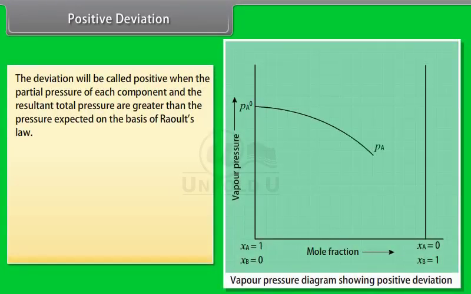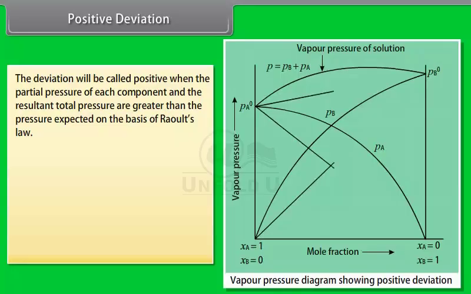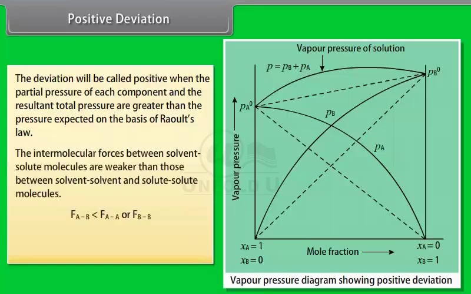A non-ideal solution can show either positive or negative deviation from Raoult's law. Positive deviation. The deviation will be called positive when the partial pressure of each component and the resultant total pressure are greater than the pressure expected on the basis of Raoult's law. For example, the solution of water-ethanol and benzene-acetone shows positive deviation. The intermolecular forces between solvent-solute molecules are weaker than those between solvent-solvent and solute-solute molecules. This shows that the vapor pressure of the solution will be higher.